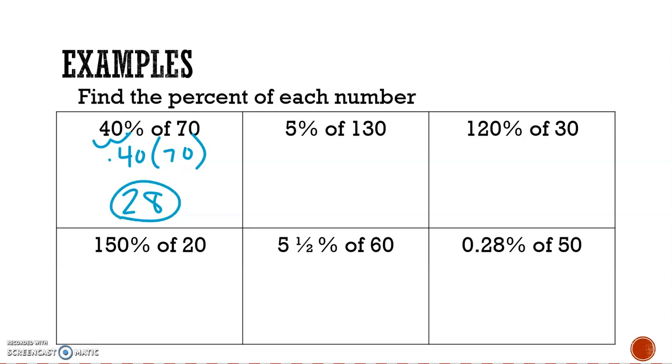Alright, on this one it's just 5%, so I move it 2 spots, there's an empty space, so I fill that in with zeros. So 0.05 times 130. If I multiply those together, that gives me 6.5.